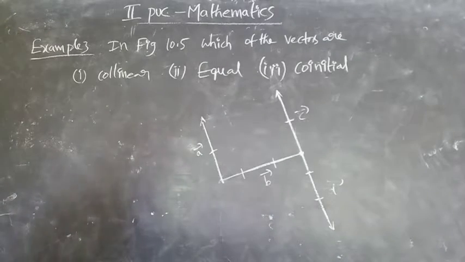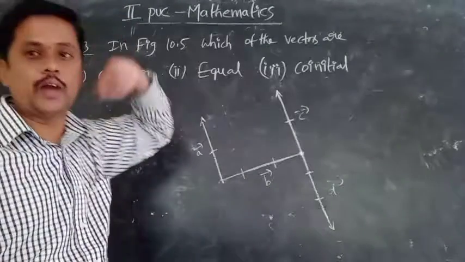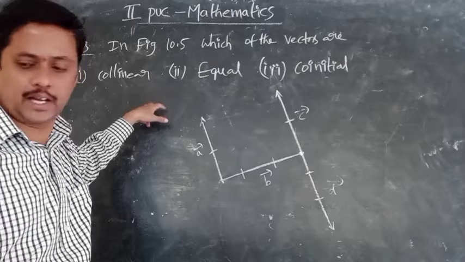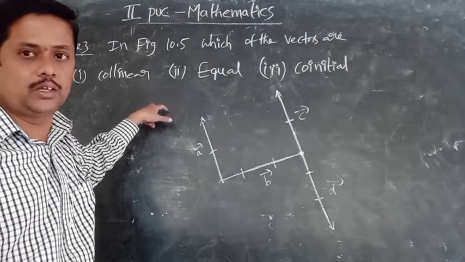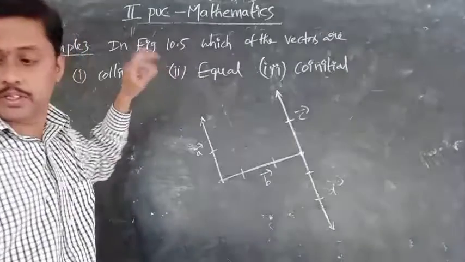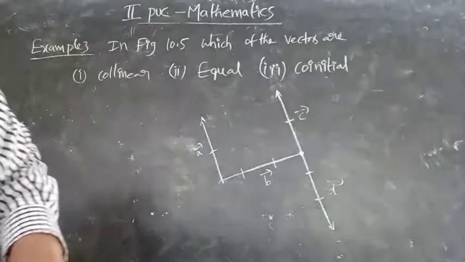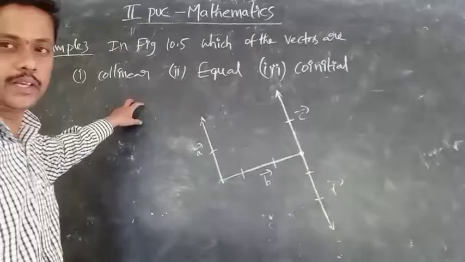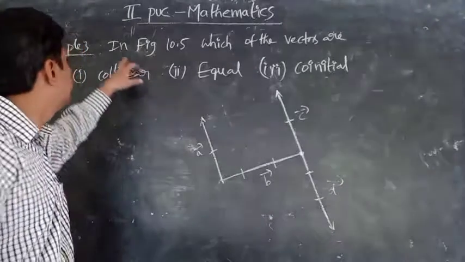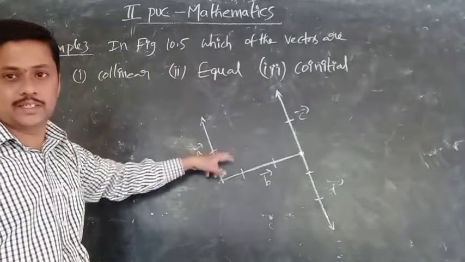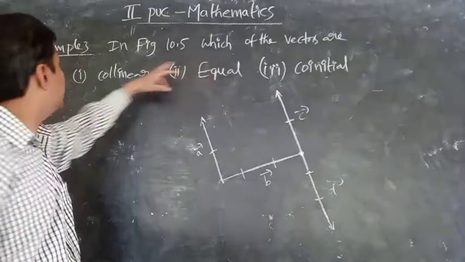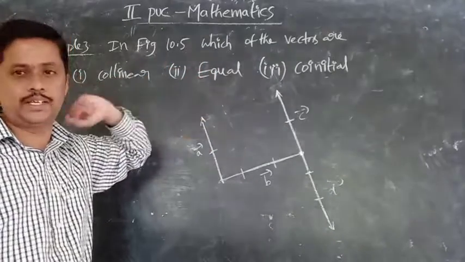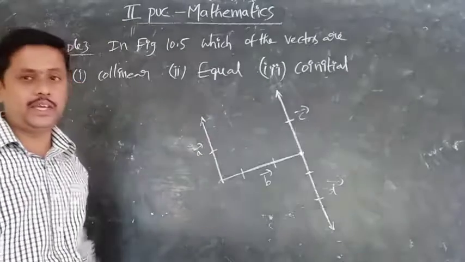See my dear students, this is example 3. Do this problem as homework. It is the same as the related question I already told you. Example 3 is in your textbook, on page number 428, if you have any doubt you can see that. Once again, in figure 10.5, which of the vectors are collinear? You have to identify the collinear, equal and co-initial vectors. Identify them and do the homework.